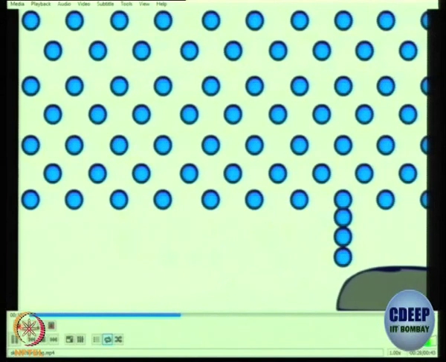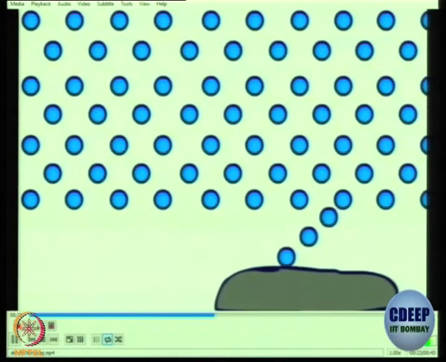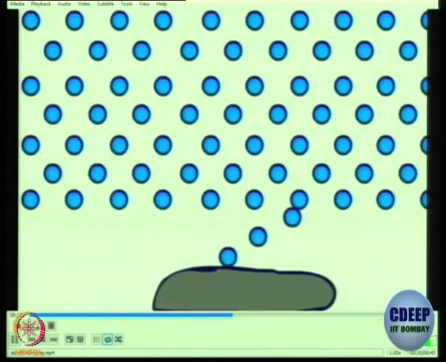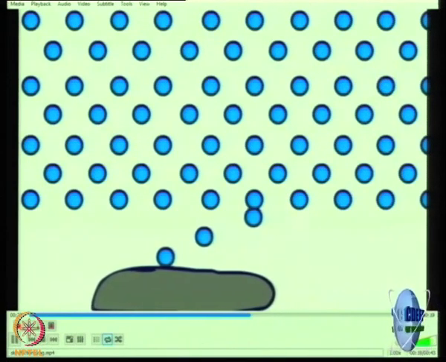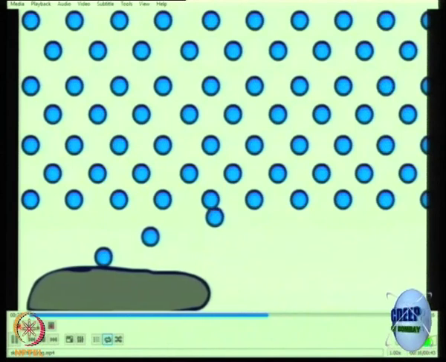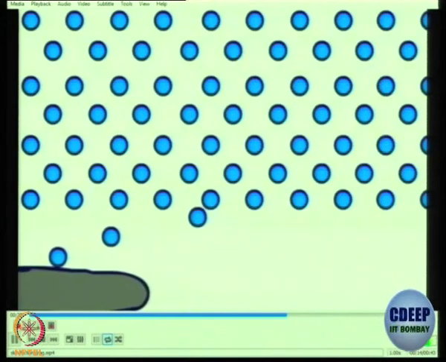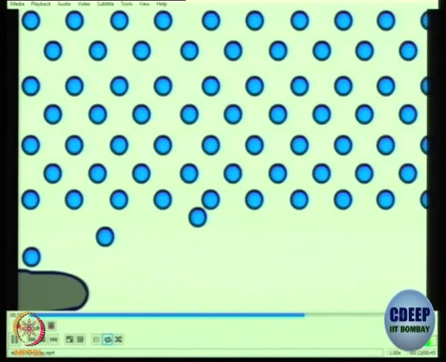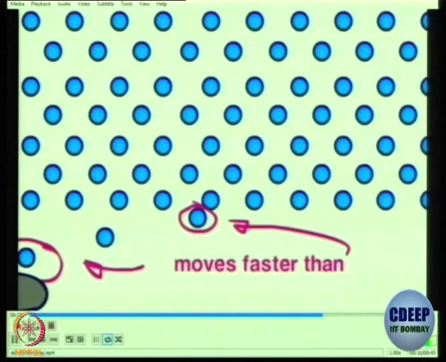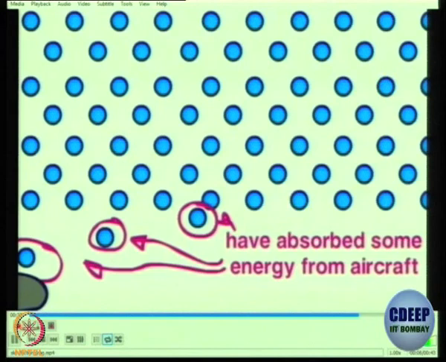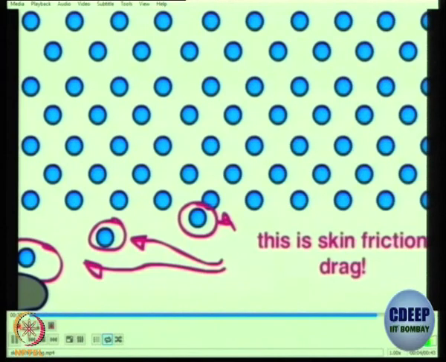In this very slowed down film, you can see that as the aircraft moves through the air, particles close to the skin are absorbing some energy from the aircraft and are accelerating to the aircraft's speed. Air particles close to the aircraft move closer to the same speed than those that are further away. This absorption of energy by trillions of air particles is what causes skin friction drag.